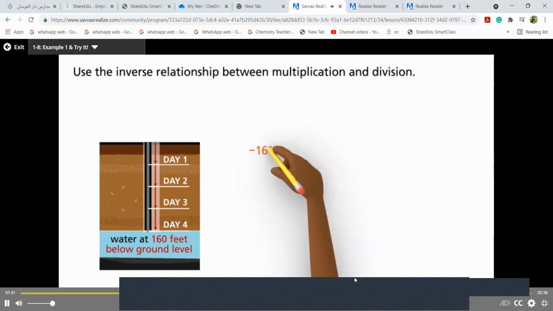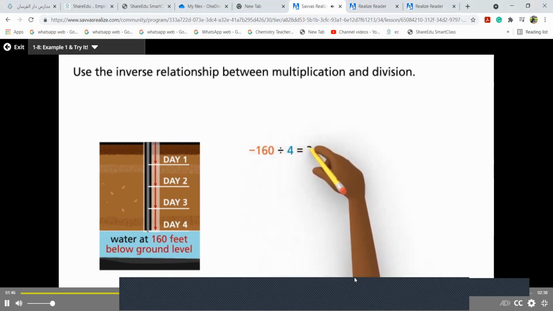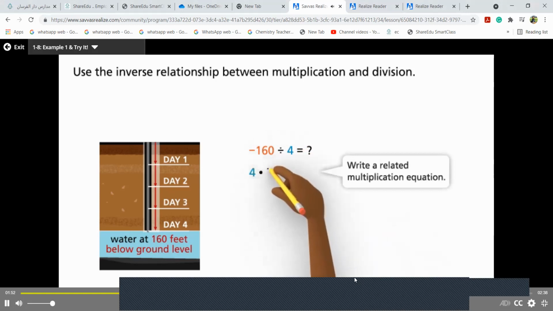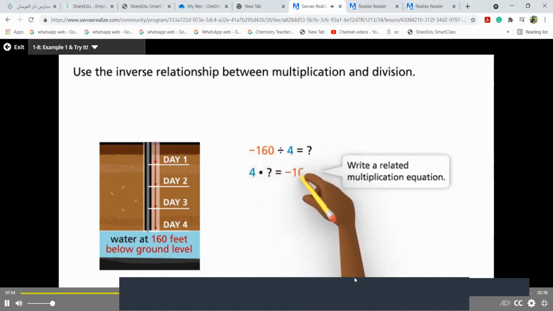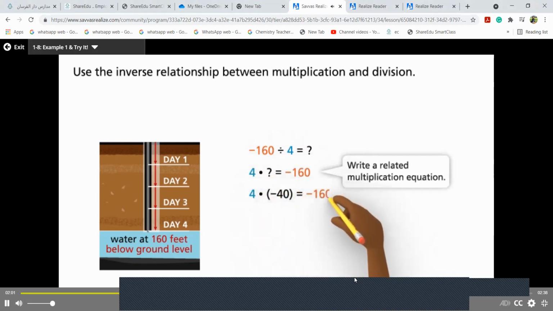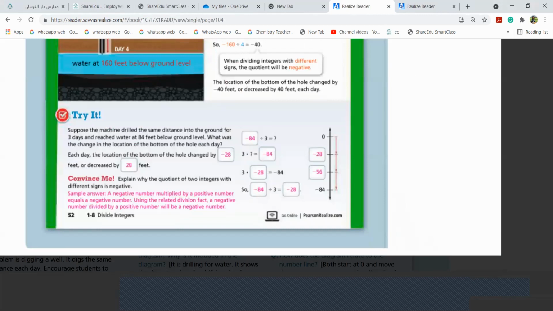Negative 160 divided by 4 is equal to an unknown quotient. Now, write a related multiplication equation. 4 times what number is equal to negative 160? 4 times negative 40 is equal to negative 160. We don't want to see the other way. So the first way was better, right? Leave it.